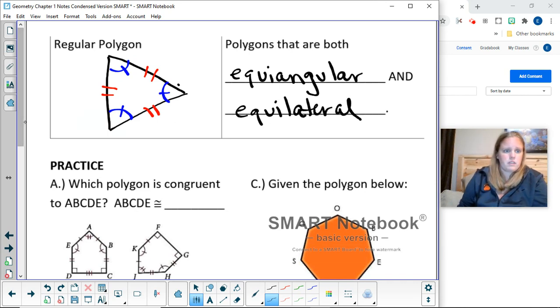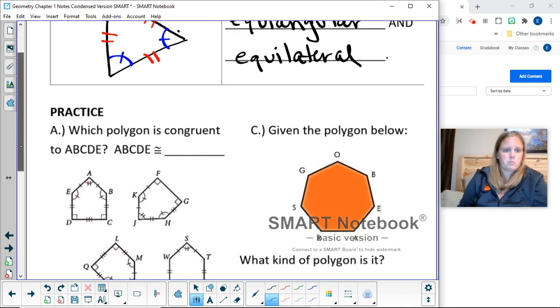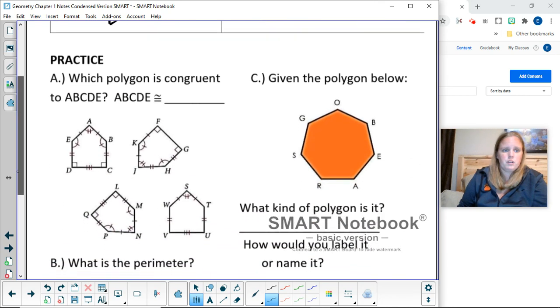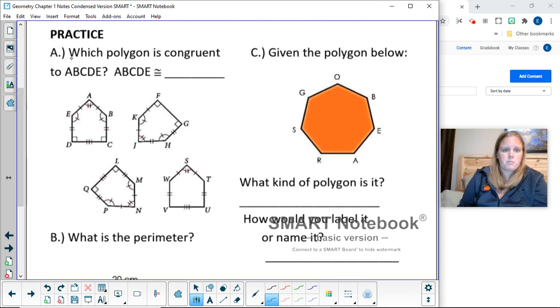Okay, now that we've covered the vocab terms, we have some practice that we can do. So with this practice, part A says, which polygon is congruent to A, B, C, D, E? And if I look at A, B, C, D, E, that's this one right here. And this is a pentagon. So first we need to know that we're looking for a pentagon. All of our options are pentagons. And then we want to make sure that we're matching up the correct parts.